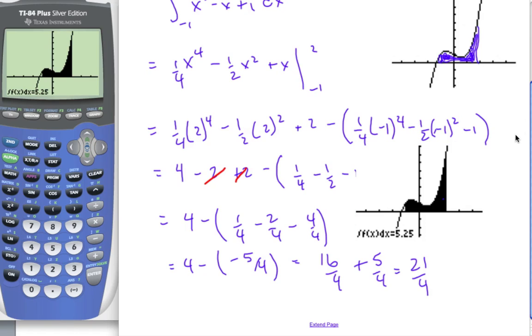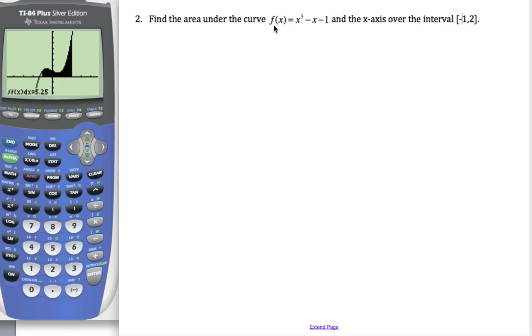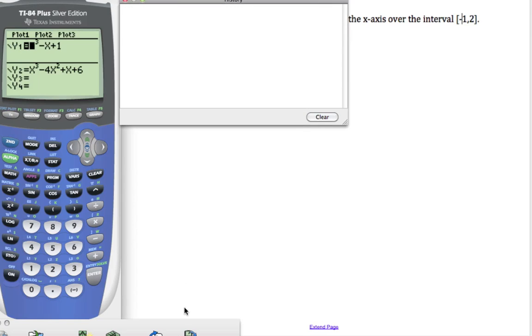Sure. All right, this one's almost exactly the same. We're asked for x cubed minus x minus 1. So let's take a look at, and I'm going to get rid of my history there.